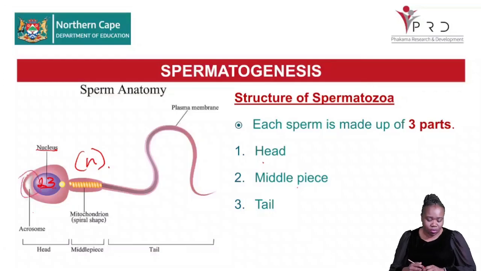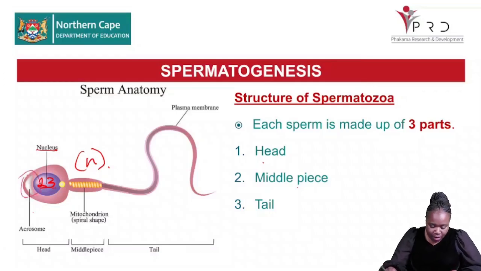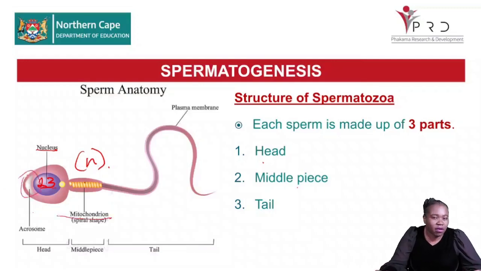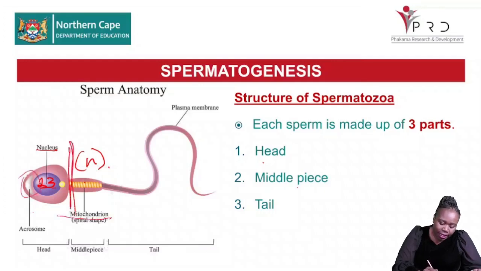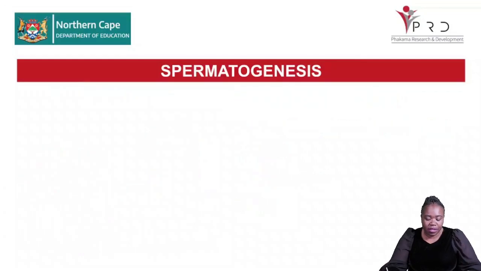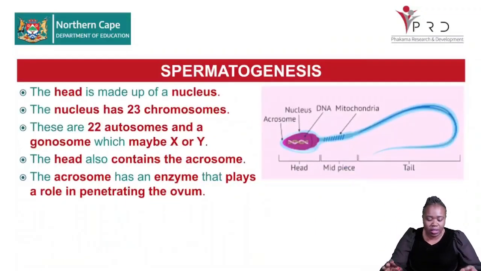So 23 chromosomes are found within that nucleus, and then we have the acrosome. We're just going to look at the acrosome now and what it does. And then we have the middle piece. Mainly in the middle piece, we find the mitochondria. Remember, in the mitochondria, we also have mitochondrial DNA. Remember, this mitochondrial DNA does not form part of the new zygote that has been formed, because only the head enters the ovum during fertilization. And lastly, we have the tail. So let's have a look at what roles these parts that we've just looked at play in reproduction.